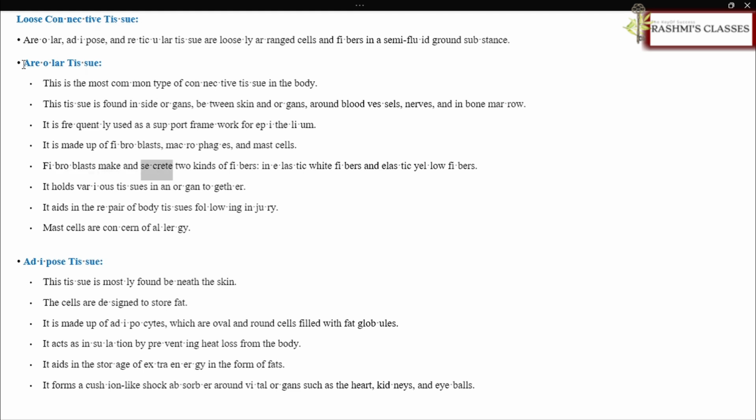Fibroblasts make and secrete two kinds of fibers, inelastic white fibers and elastic yellow fibers. It holds various tissues in an organ together. It aids in the repair of body tissues following injury. Mast cells are a concern in allergy.